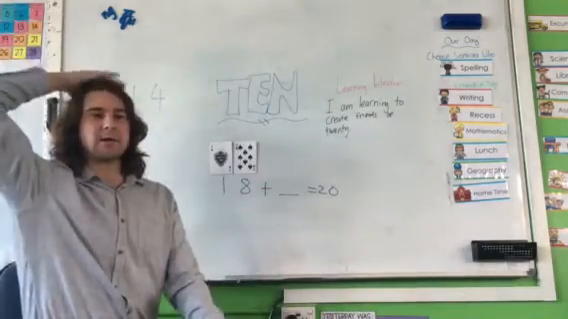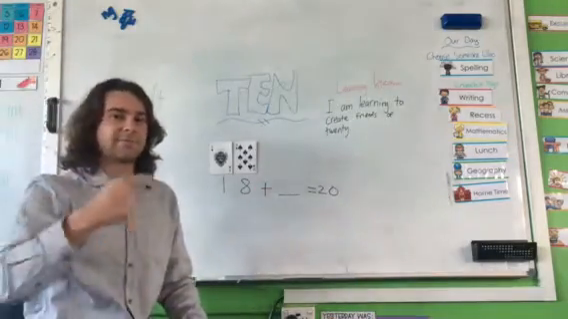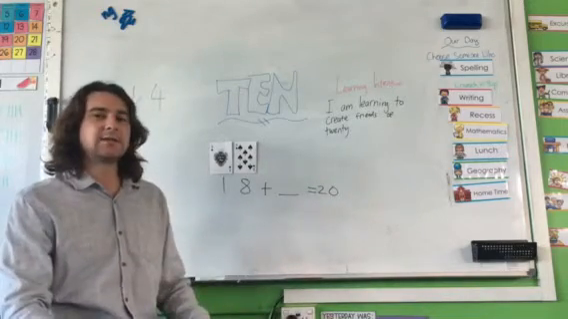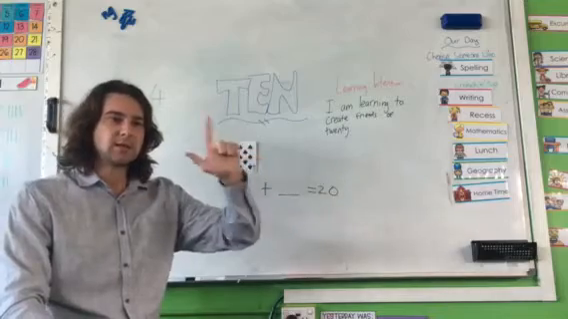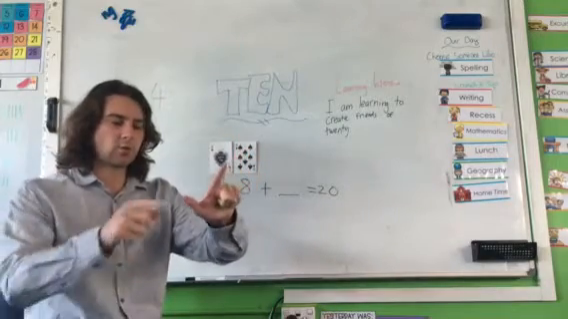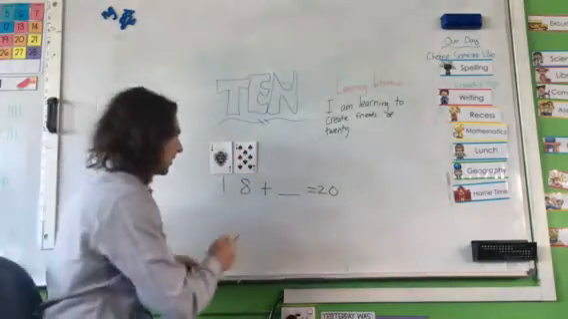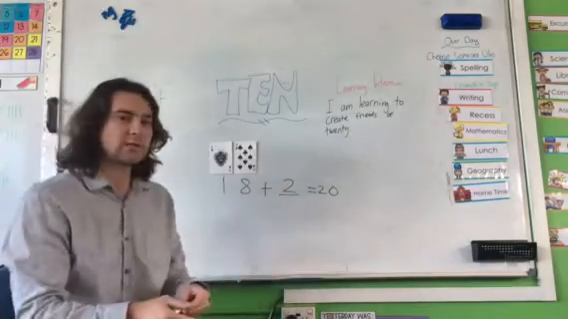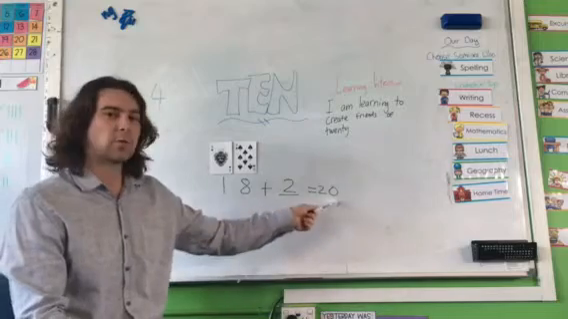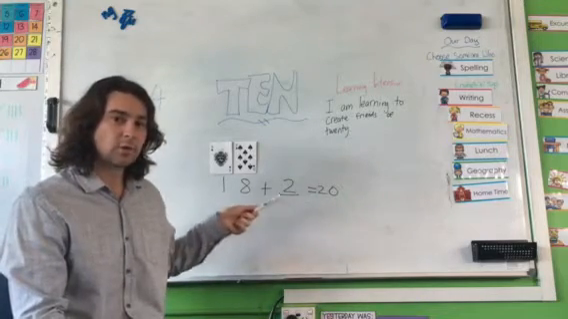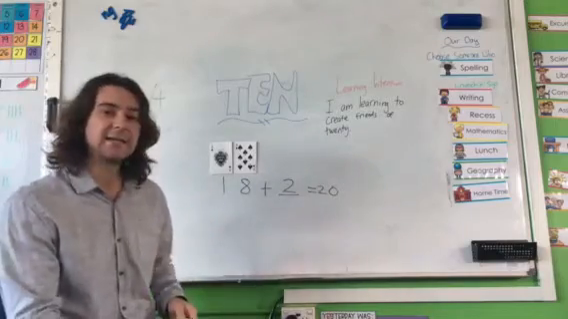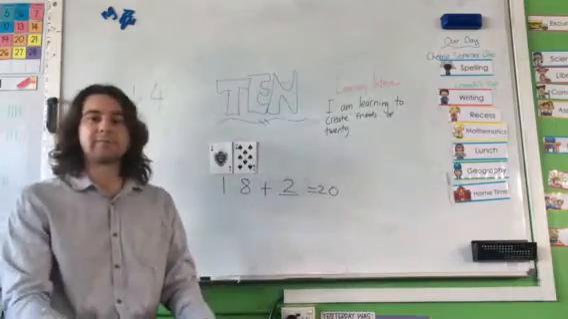So I put 18 in my head, and I'm going to count forwards until I reach 20. So 18, 19, 20. So 1, 2. If I put 18 plus 2 equals 20, 18's friend of 20 is 2. Or 2's friend of 20 is 18. You could say it either way.